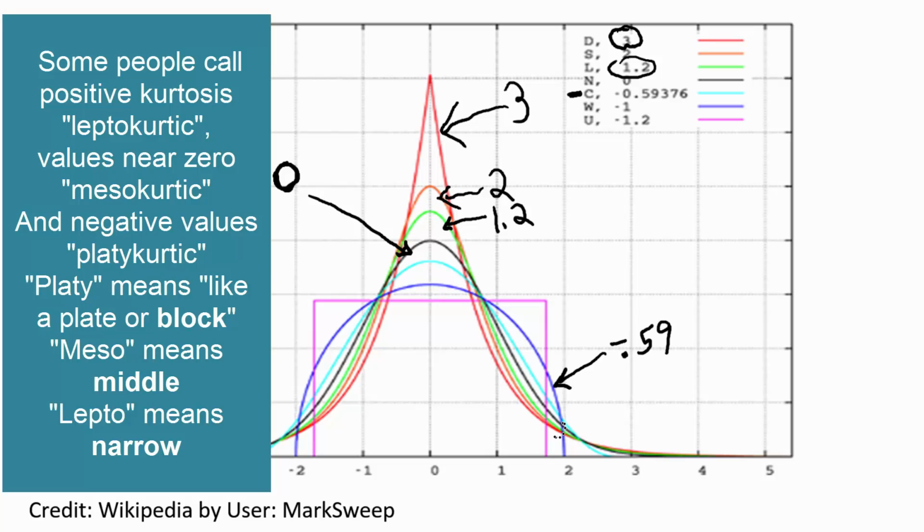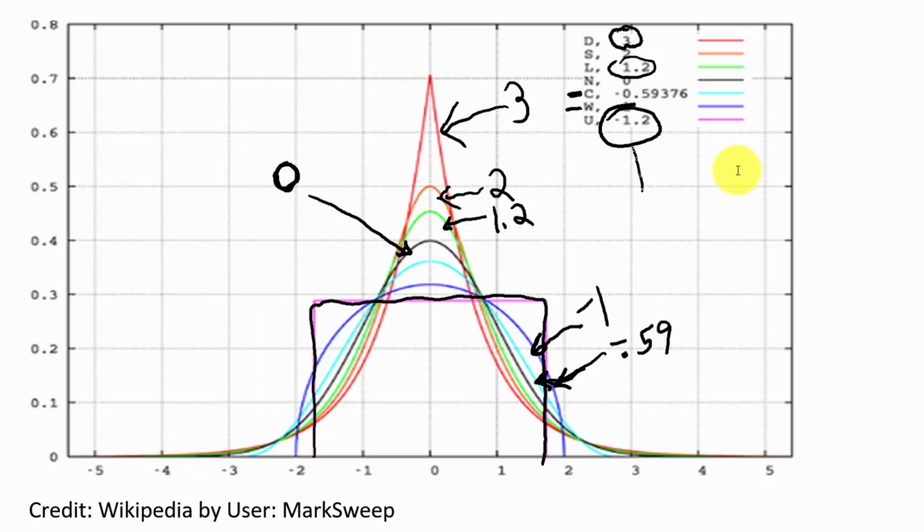That's what we call a semicircular distribution here, because it looks like it's half a circle. And as we get, that's the light blue, and the light blue one is negative 0.59. The semicircular one is minus 1. The darker blue one, minus 1. And the one that is perfectly like a square here, very much like a block, is minus 1.2.